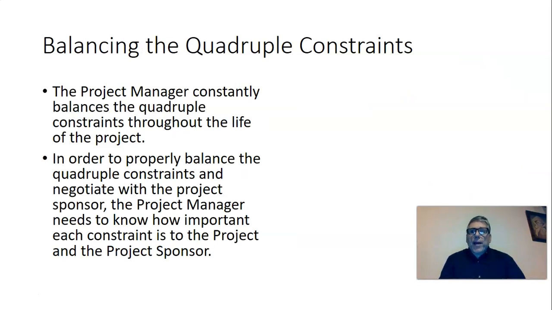So as the project manager, you're always balancing the quadruple constraints, and that's throughout the life of the project. In order to properly balance the quadruple constraints, you as the project manager need to negotiate with the project sponsor. And to do that, and to do it well, one of the things you need to know is what's important to the project sponsor or to the customer. Which constraint is more important?